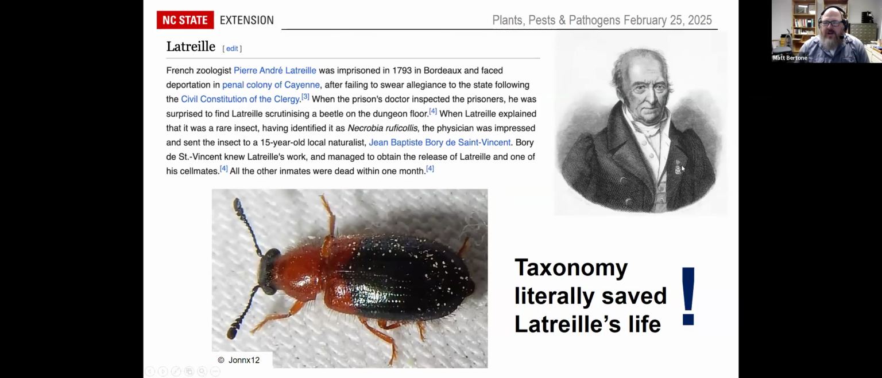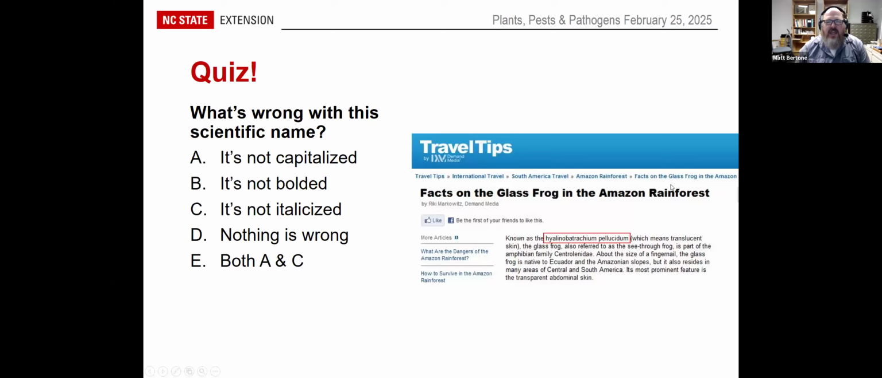Well, we're going to wrap up with the final question, and this will be an A through E poll, Charlotte. But yeah, we really appreciate you listening to this, and we're going to answer some questions in the chat. But here, let me go to the next page. Okay, here's your quiz. So, what's wrong with this scientific name? And now you all should be able to tell us.